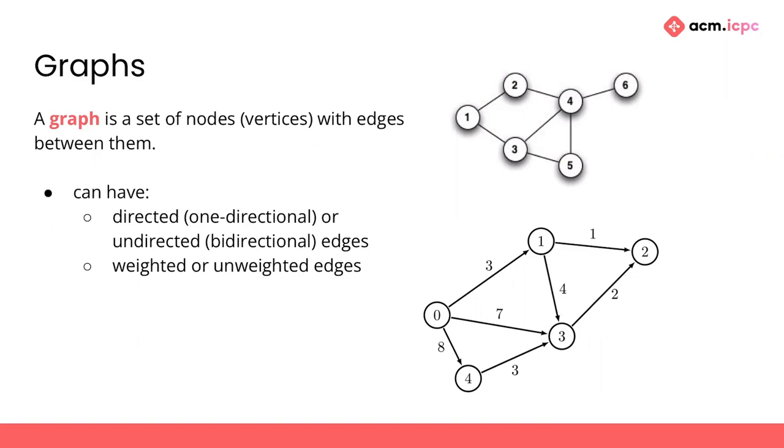On top of that, a graph can have various attributes. They can be directed or undirected, where directed is one directional edges and undirected is bidirectional edges. A graph can also have weighted or unweighted edges. Weighted edges, as you can see on the right-hand side in the bottom picture, just have numbers next to the edges to represent each edge's weight.